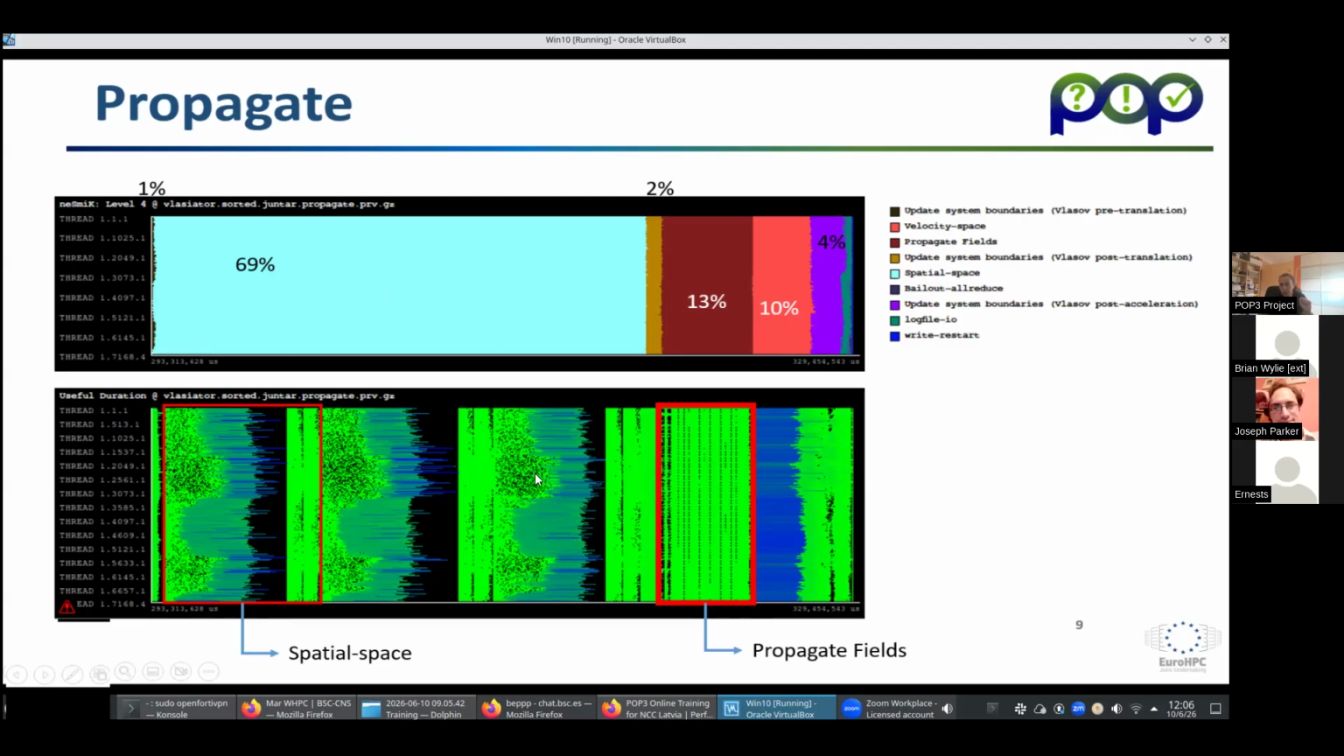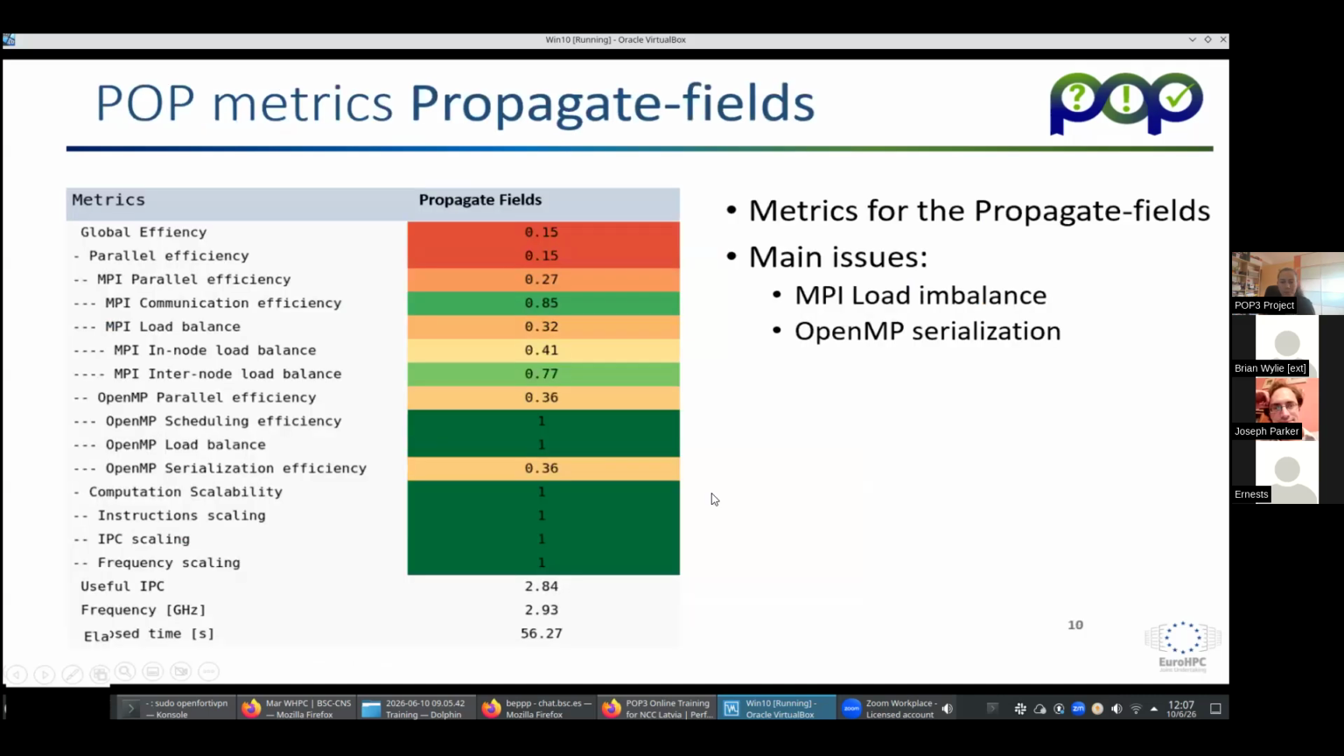We have 3 iterations that look the same. But today I will focus only on this part here. So now we say, okay, I want to focus on the propagate fields region, this one here. Just because today I'm presenting this, we did the analysis for that. You may ask why you don't focus on this, but I think the findings are more interesting to show in this one.